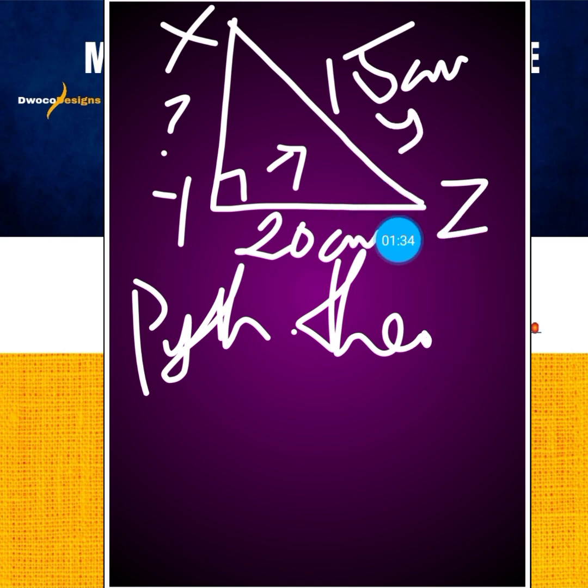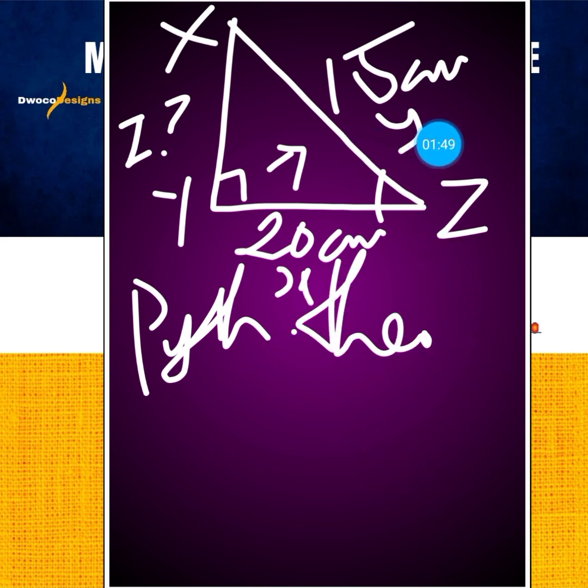Then the side facing angle Z, let me call it small Z. And then the side facing X, let me call it small letter X. Are you following? Make sure you have your pen and paper with you. As I'm writing, you're also writing, because my board is small.